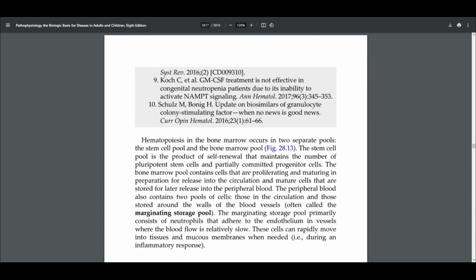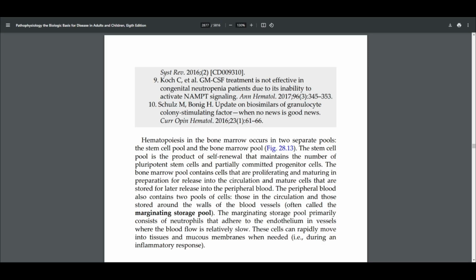Hematopoiesis in the bone marrow occurs in two separate pools, the stem cell pool and the bone marrow pool. The stem cell pool is the product of self-renewal that maintains the number of pluripotent stem cells and partially committed progenitor cells. The bone marrow pool contains cells that are proliferating and maturing in preparation for release into the circulation, and mature cells that are stored for later release into the peripheral blood.